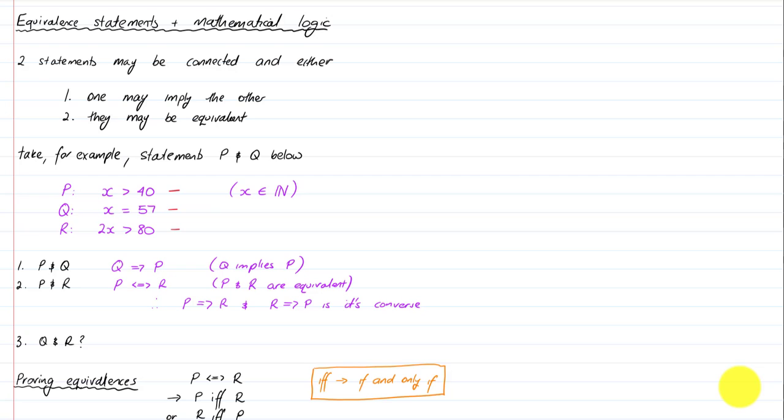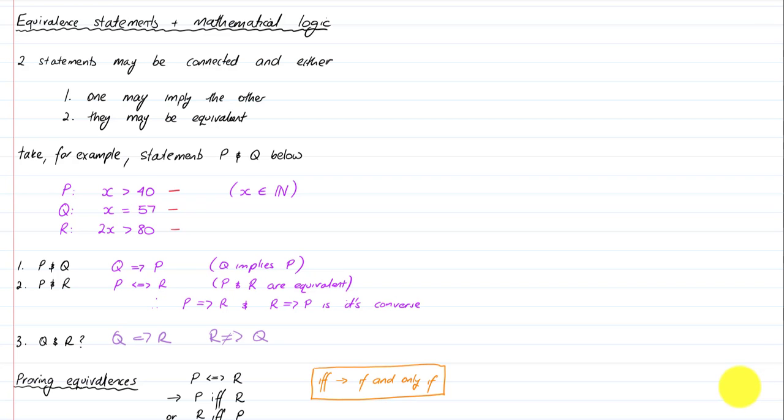So my next question is, what about Q and R here? Now, hopefully this is fairly easy. It's a lot like the first one. Again, Q implies R, but R does not imply Q. So if you know R to be true, it does not mean that Q is true. So that's where we're at with that one.